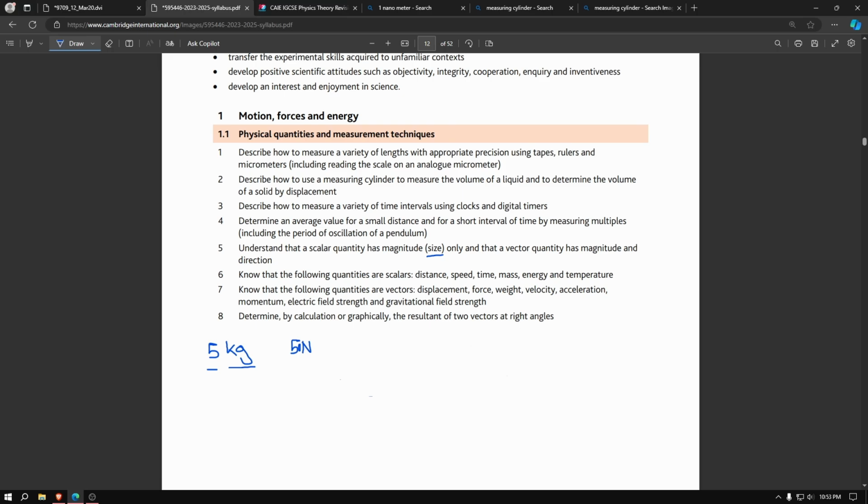what is the difference between scalar and vector? It is already written here. A scalar has size only, and a vector has a direction. Okay, there are more physical quantities, but let's just work with these two, kg and newtons.